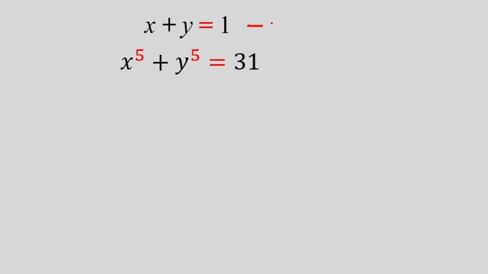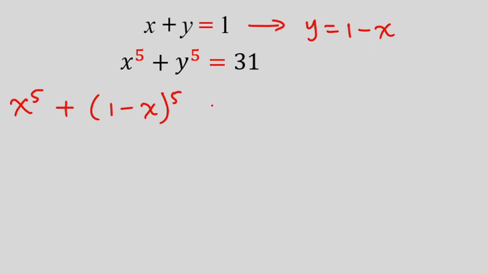So with this first equation, we're going to make y the subject so that we get y is equal to 1 minus x. Now let's replace this y here by 1 minus x. So the second equation right here now becomes x to the fifth power plus 1 minus x all to the fifth power is equal to 31.